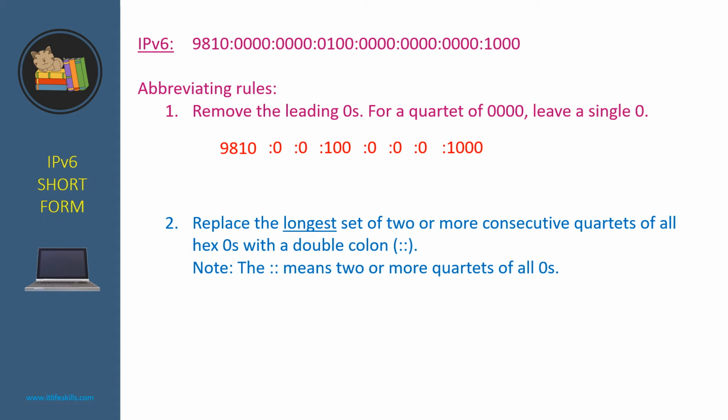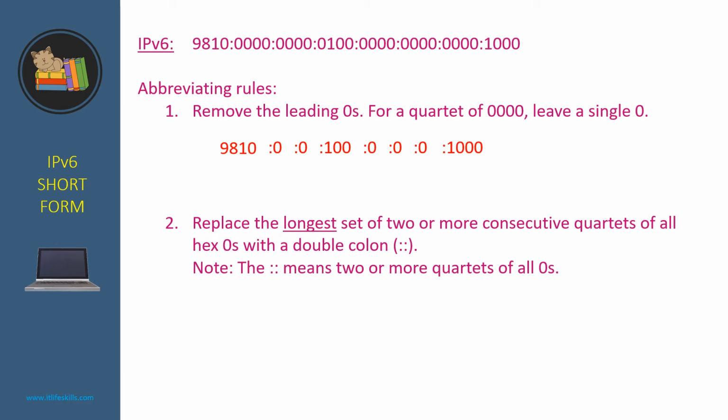After finishing the first step, we need to replace the longest set of 2 or more consecutive quartets of all hex zeros with a double colon. The double colon means 2 or more quartets of all zeros.